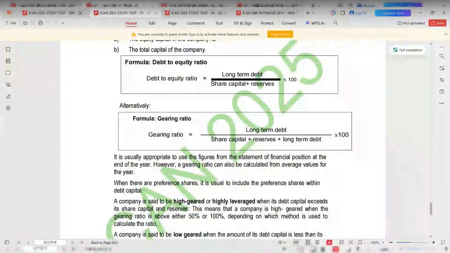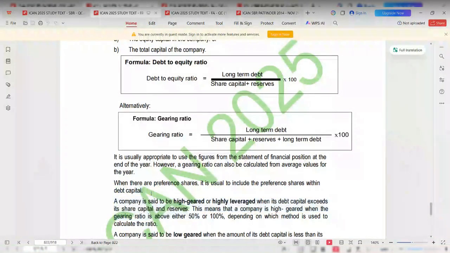If the company is low geared, if it is highly geared, you can see now, they also wrote it there. If you read this highlighted sentence, they said a company is said to be highly geared, or highly leveraged, when its debt capital exceeds its share capital and reserves. This means that the company is highly geared when the gearing ratio is above either 50% or 100%. Are you seeing it now? So this is what we have explained. This one is just a guideline.